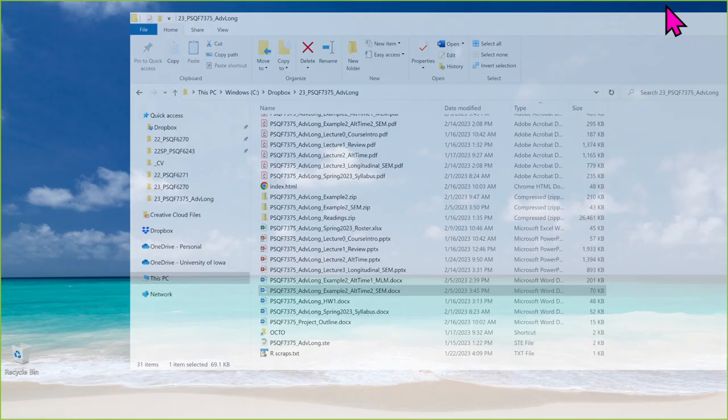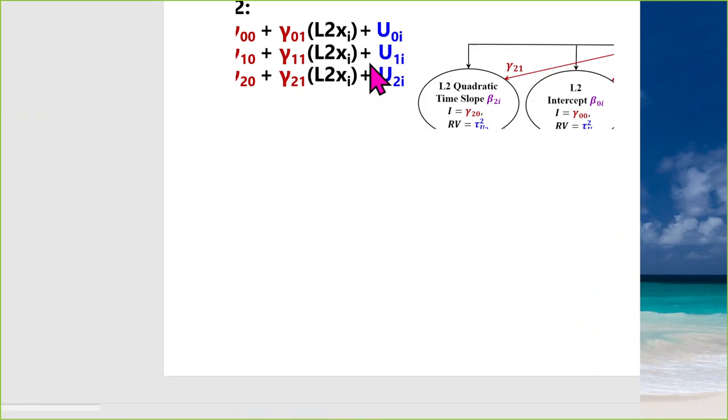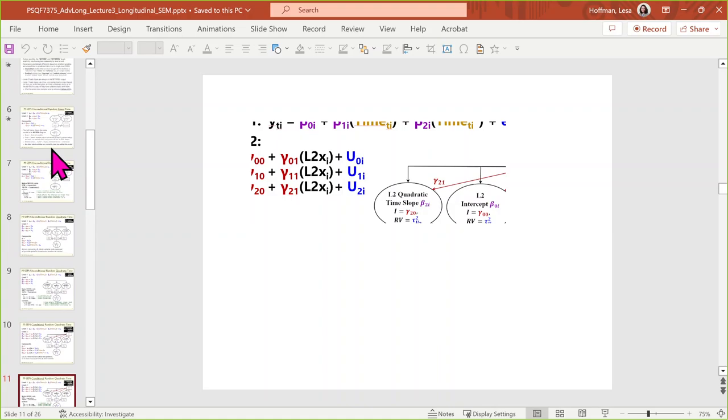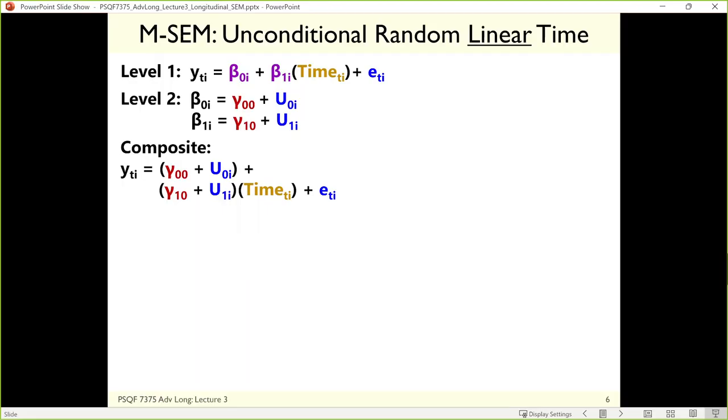Picture time. You can find, there's the My Beach screen. Here we go. Let's see. We were talking about these sort of pictures right here, multi-level SEM stuff. So this is slide 6. We'll go back to that.